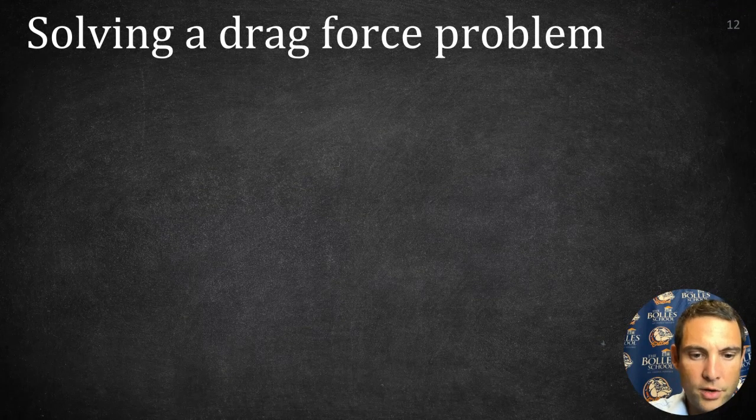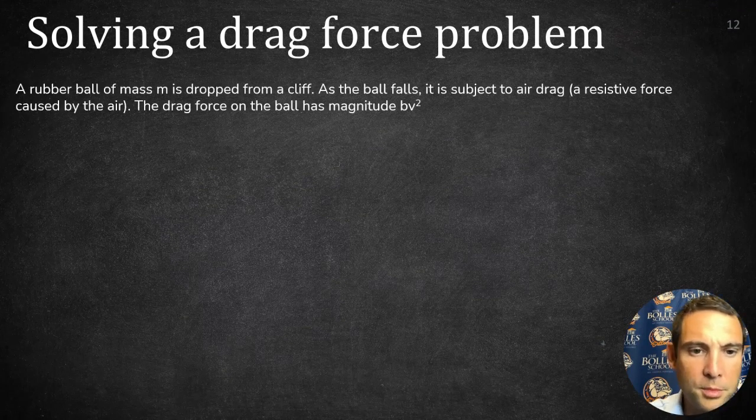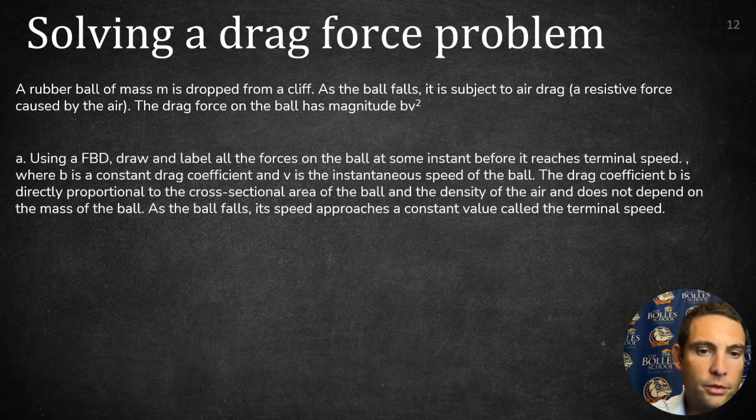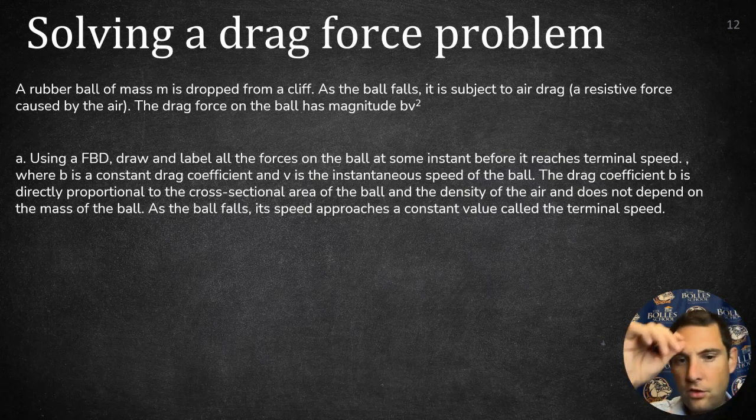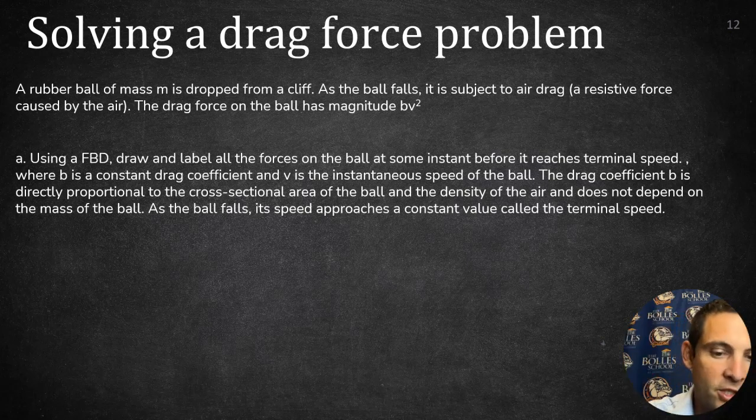Let's go ahead and practice this. We've got a rubber ball of mass m dropped from a cliff. The ball falls, subject to air drag b v squared. Using a free body diagram, label all of the forces at some instant before it reaches terminal speed. Terminal speed is your ending speed. It's the final speed you will get to before you stop accelerating.